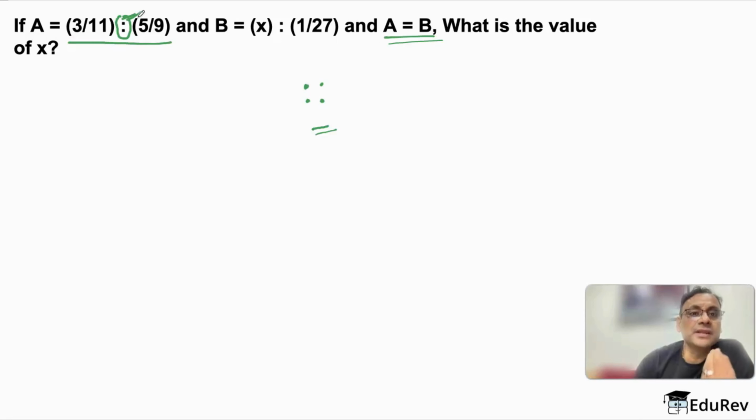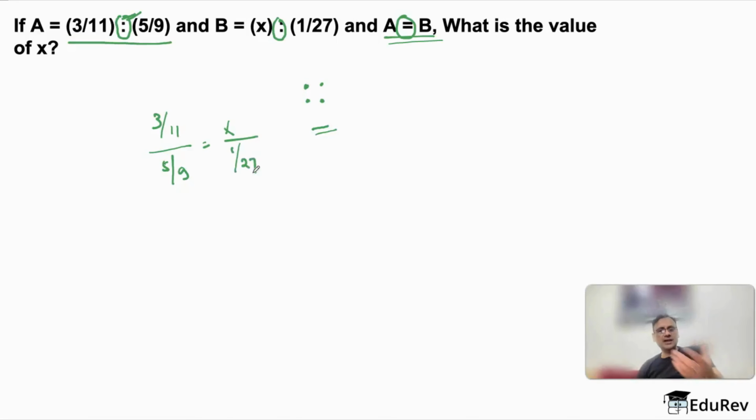So A is a ratio. B is also a ratio. And they are combined by a proportion. They are combined by the equality sign. Hence, this basically means 3 by 11 upon 5 by 9 is equal to X upon 1 by 27. This is the ratio, and the values in the ratio are fractions, which is fine. They need not be integers, right? So this is how it is.